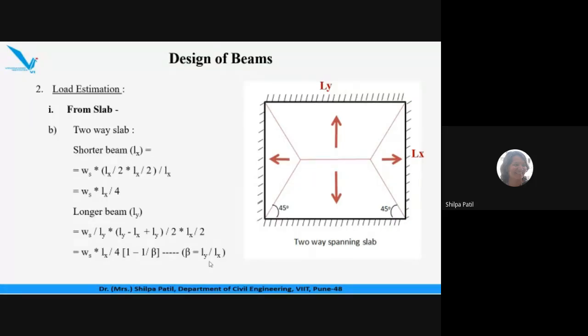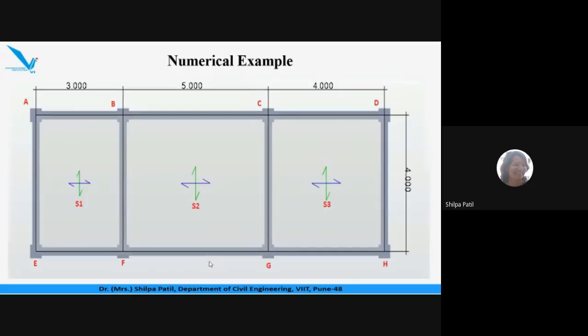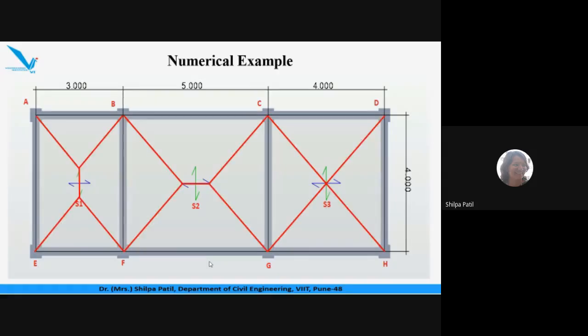Okay, now let us come back to our diagram of the slabs, and now consider how the loads will be transferred. For the first slab S1, for the longer side, the triangular portion area we have to consider, from which the load will be transferred to beam AB. For the slab S2, the longer side is 5 meter, that is BC span, and on this longer side the load will be transferred in the form of a trapezium or trapezoidal area.